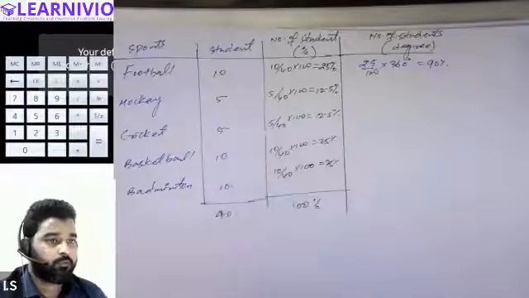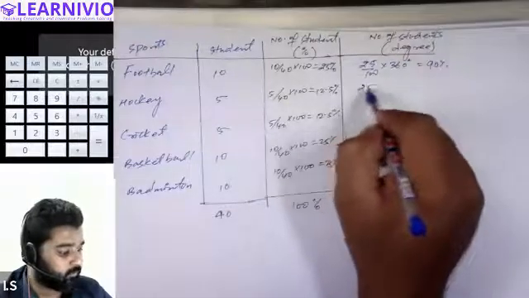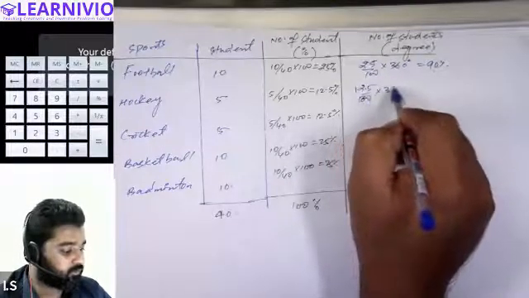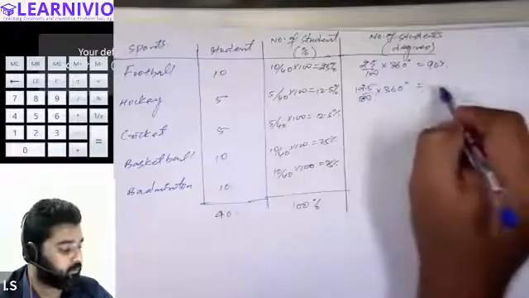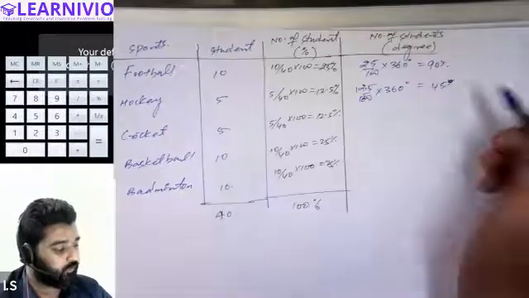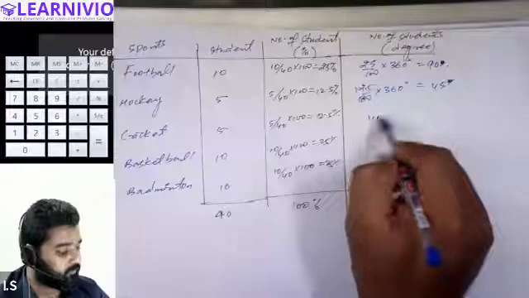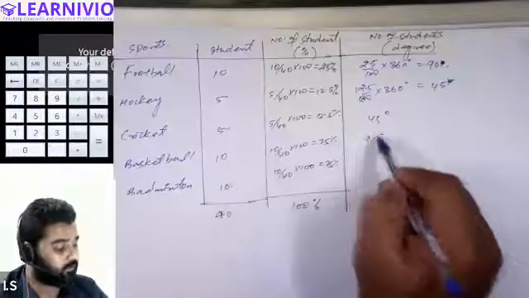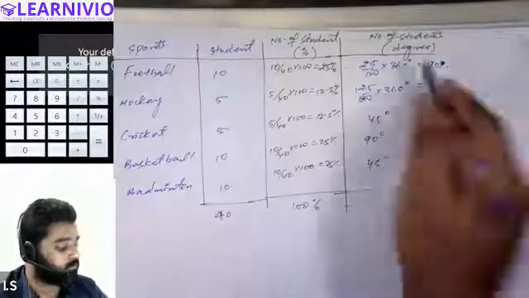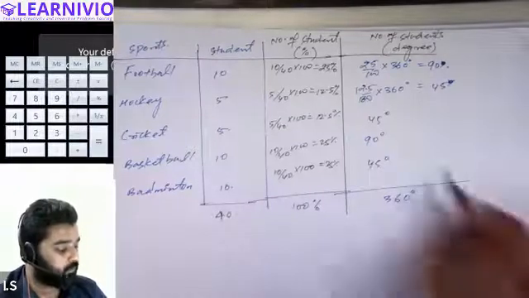So 25 divided by 100 and multiplied by 360 degrees will be 90 degrees. 12.5 divided by 100 into 360 will be 45 degrees. So the values are 90 degrees, 45 degrees, 45 degrees again, then 90 degrees again, and the last one is also 90 degrees. The sum total of all these is equal to 360.